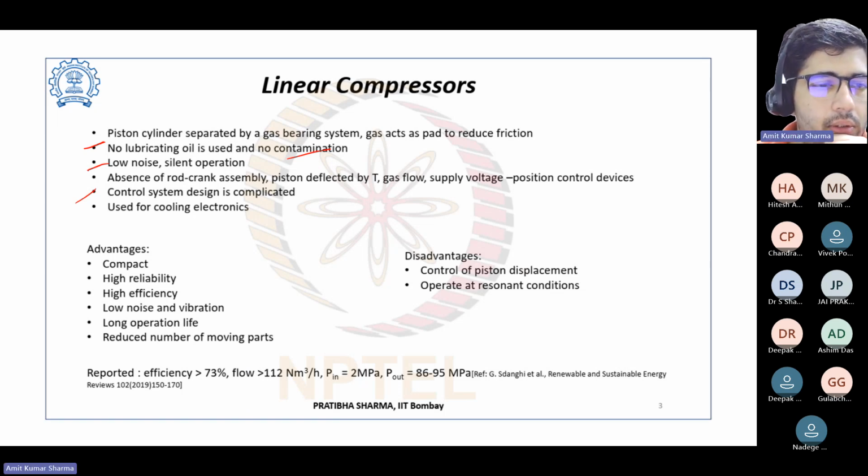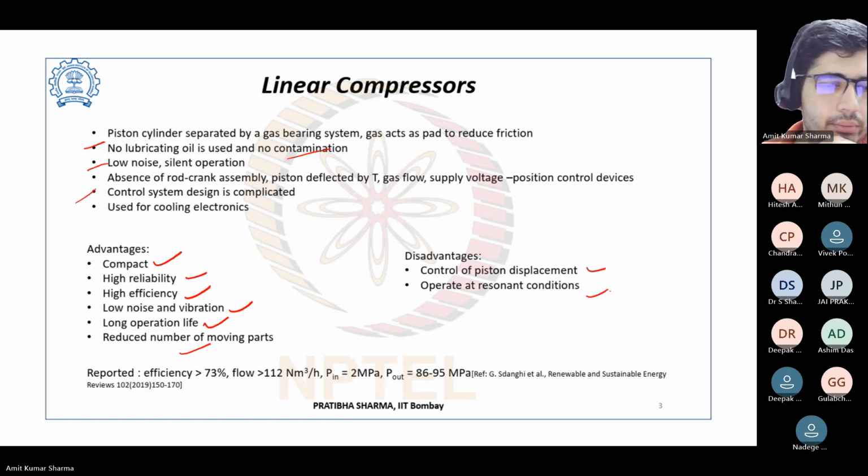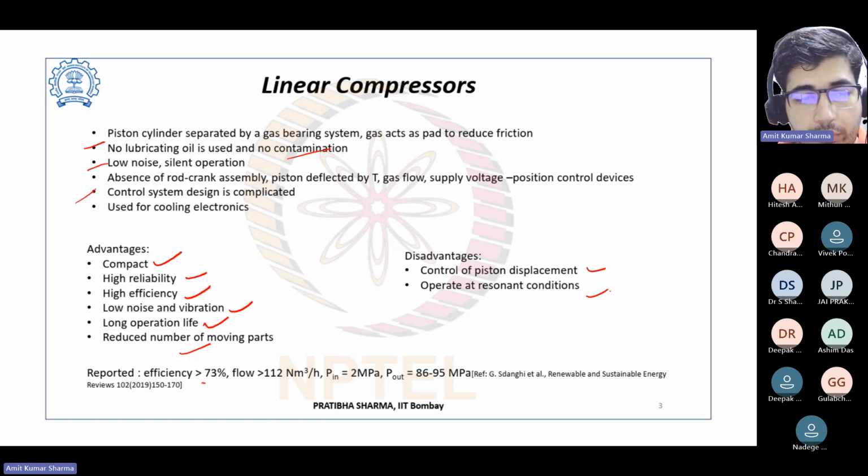So we have advantages: it is compact, highly reliable, high efficiency, low noise and vibration, long operating life, and reduced number of moving parts. Disadvantages: control of piston displacement and operation at resonant conditions. We have reported efficiency of greater than 73% with a flow of 1112 meter cube per hour, input pressure 2 megapascal, and output 8695 megapascal.